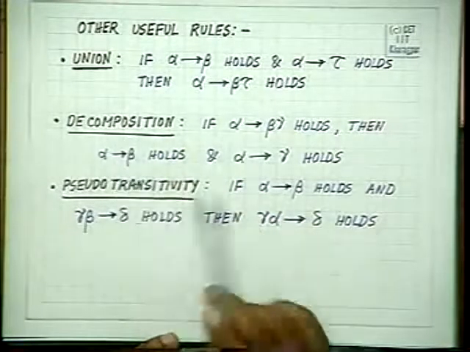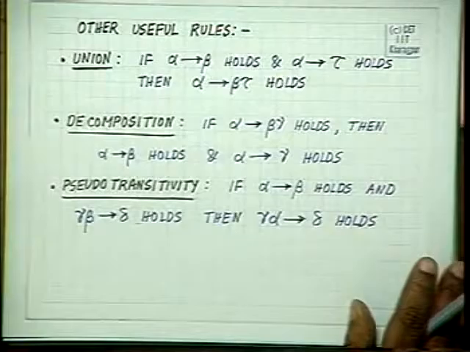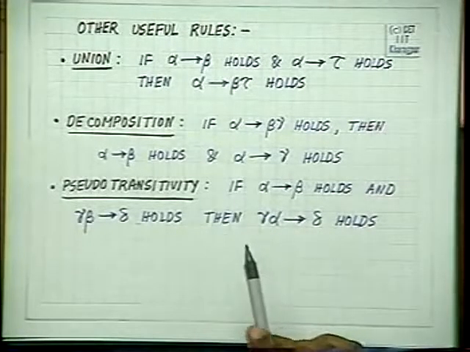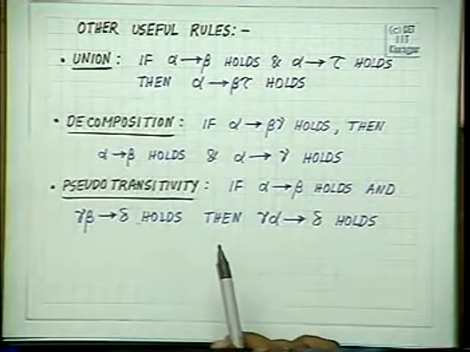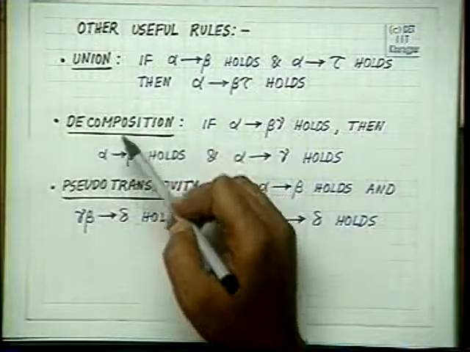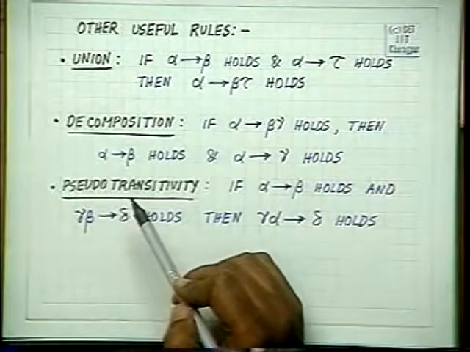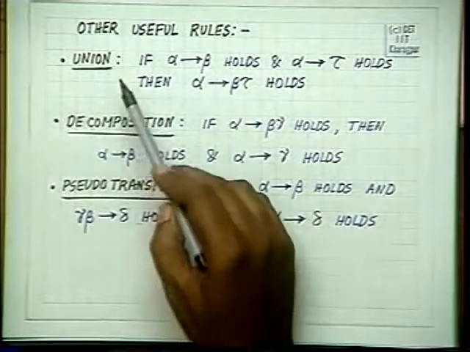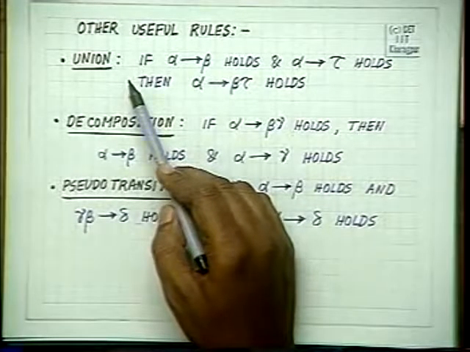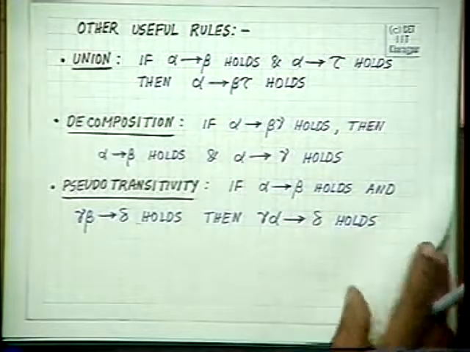Union, decomposition and pseudo transitivity can be used to derive some newer functional dependencies, possibly faster than using the standard 3 axioms of Armstrong. But these 3 rules are not independent, in the sense that they can be derived using Armstrong's axioms themselves. For example, let us see the union rule.